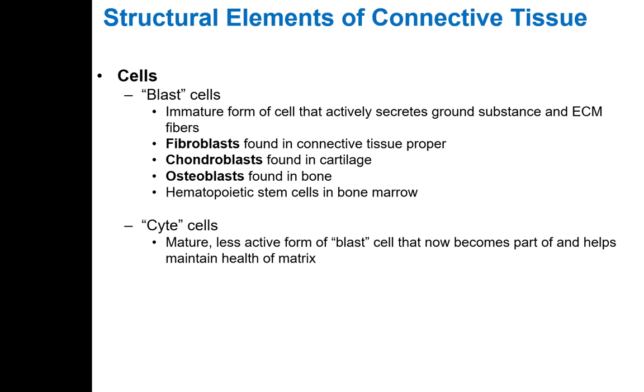So, for example, in most connective tissues, you're going to find fibroblasts. They are actively secreting extracellular matrix, but there also might be fibrocytes. Those are the mature form of the fibroblast. They're not actively secreting extracellular matrix, but they're there to maintain the connective tissue in general. There are other types of cells that, depending on which type of connective tissue you are, you may find in that tissue and you may not. Chondroblasts, osteoblasts, chondrocytes, osteocytes. So there are a lot of different types of cells.